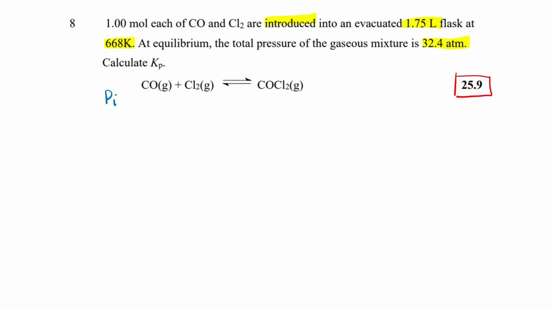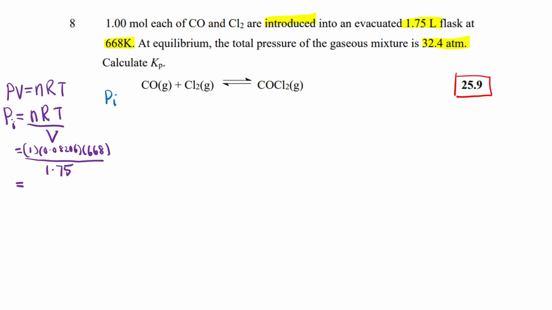So first we calculate the initial pressure of each gas, carbon monoxide and chlorine gas. To calculate the pressure we use PV equals nRT. The initial pressure is 31.32 atm. This is the value we will use in our ICE table. In the ICE table we have initial pressure, pressure change, and pressure at equilibrium. The initial pressure we calculated just now is 31.32, and this one also 31.32, and then COCl2 is 0.